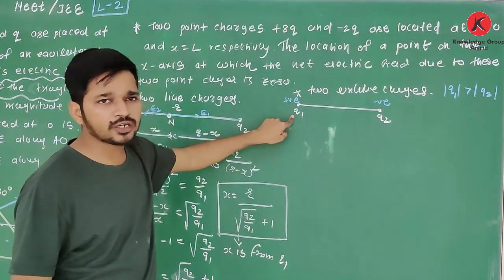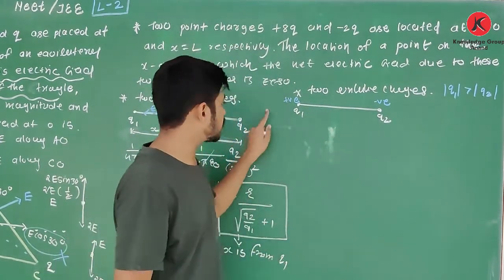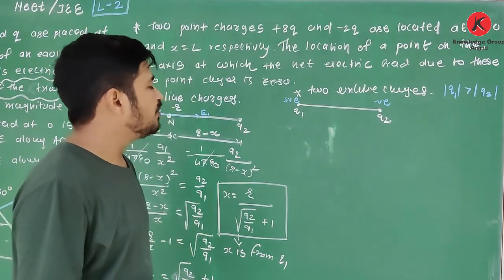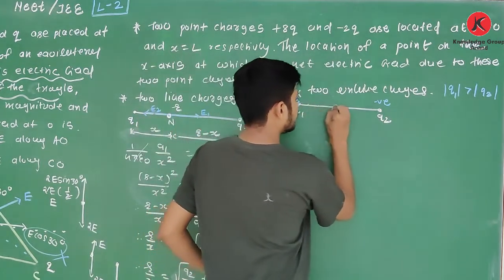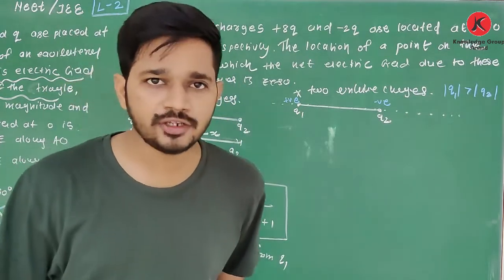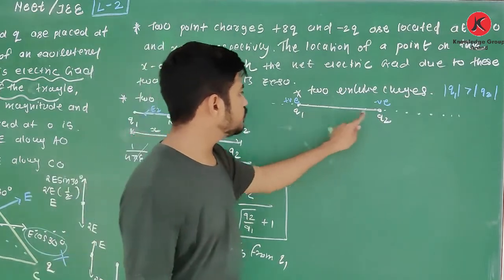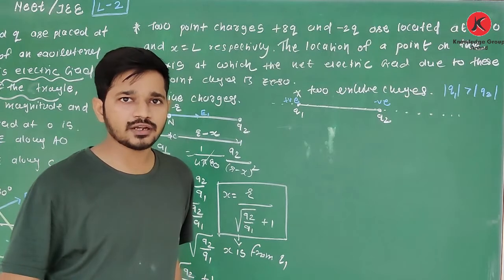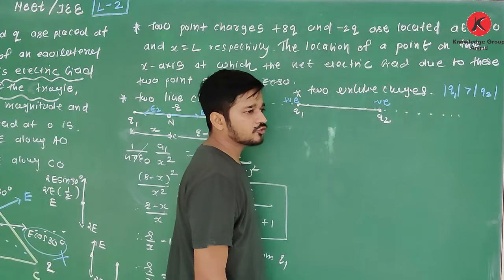So yes, the effect of Q1 is more and the effect of Q2 is less. So at this point, there is no chance the electric field becomes 0. You have to remember, when you are given two unlike charges, the electric field is 0 on the side of the charge having the smaller magnitude. Q1 and Q2, you are given two charges. So at which point may the electric field be 0? On the side of the charge having small magnitude.